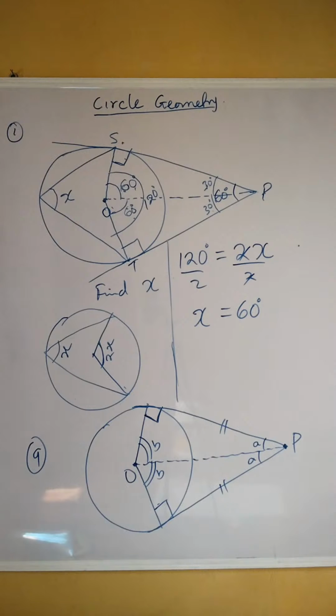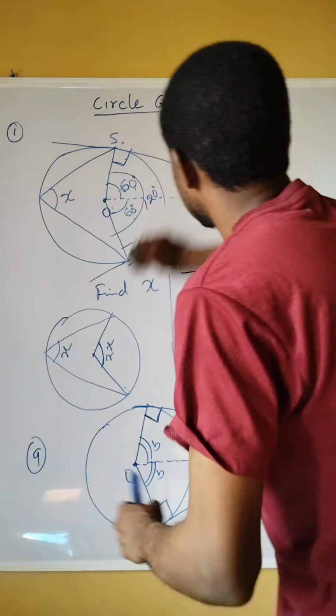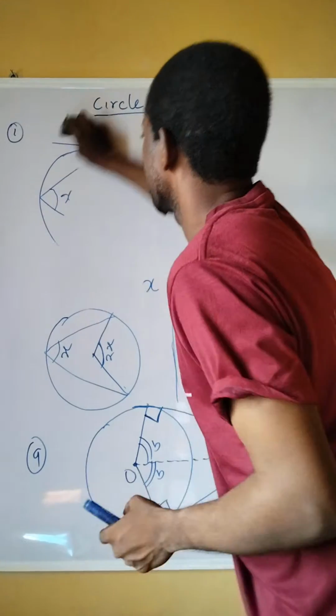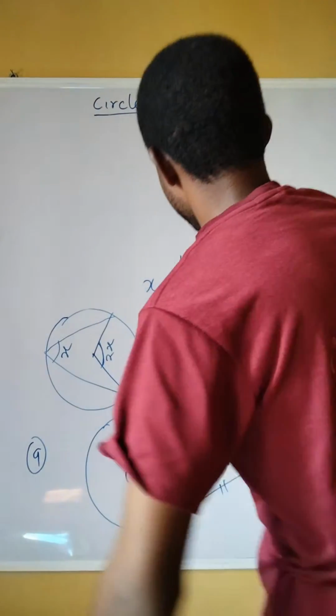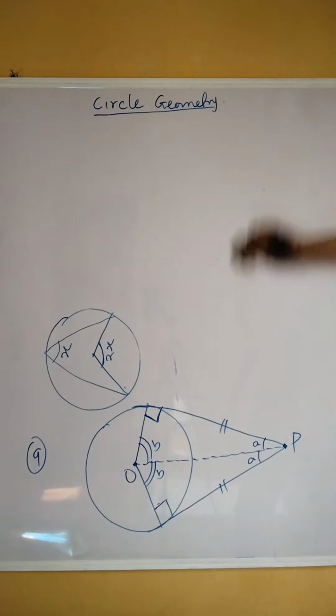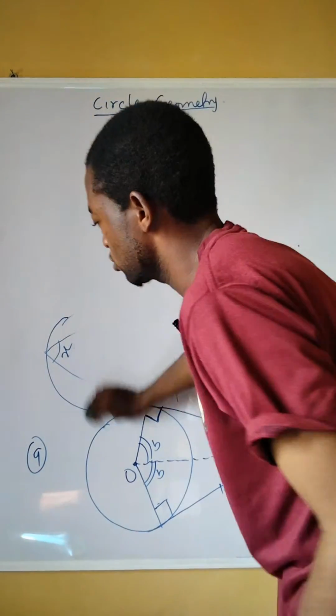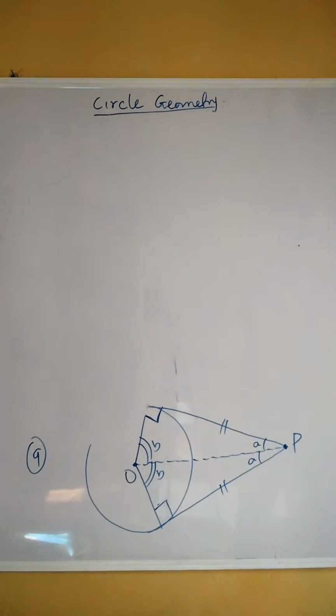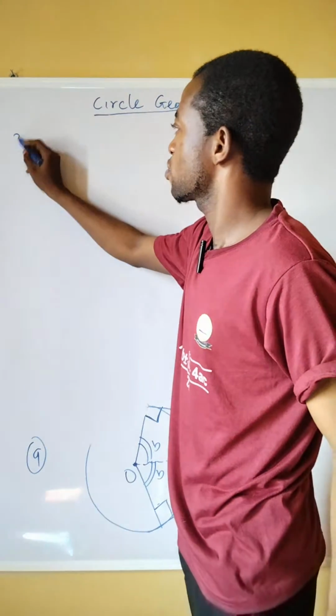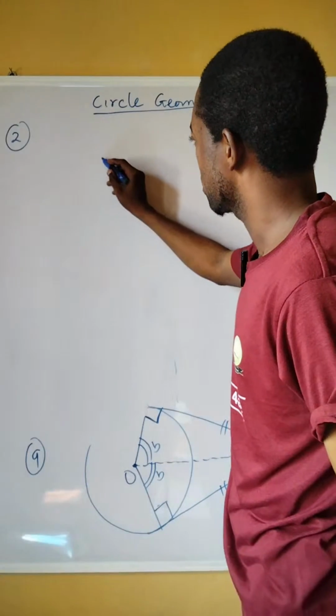Let's consider another interesting question here. And this question is on circles as well. Very simple one. So here we are given this circle. Let's say this is question 2. We have this circle here.